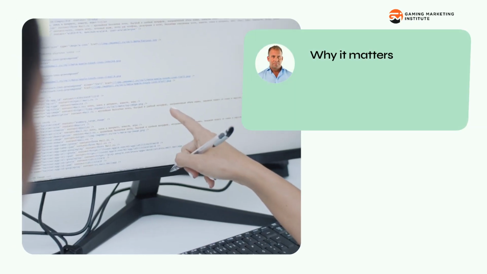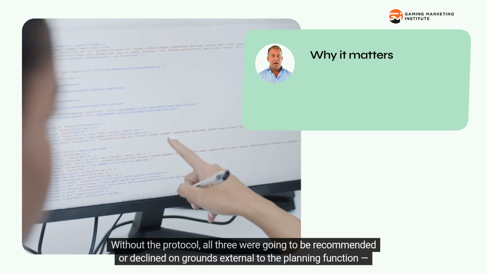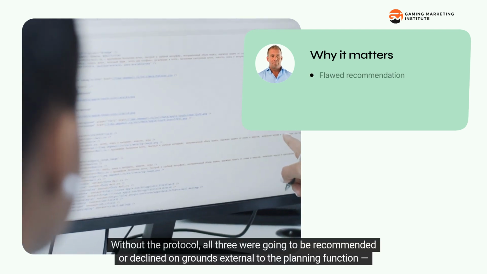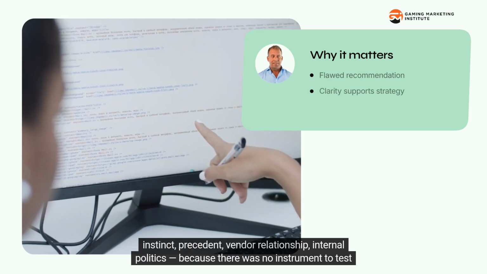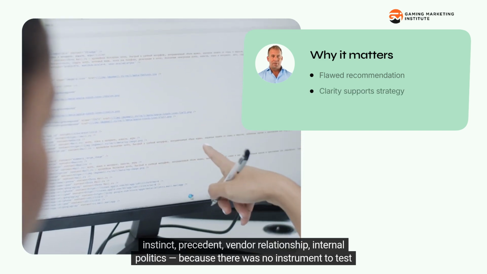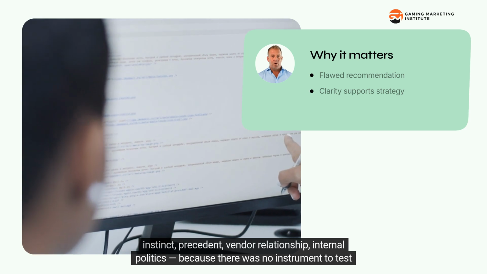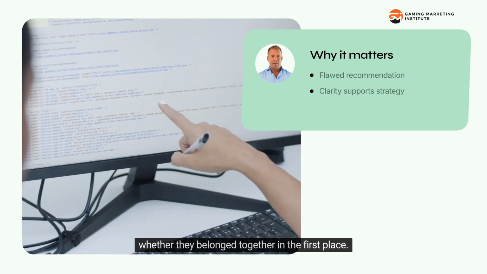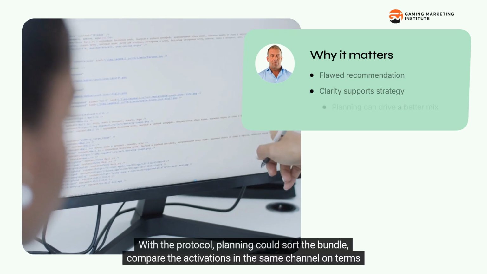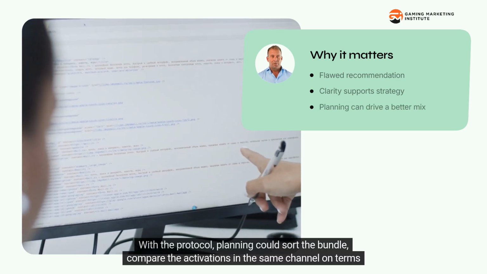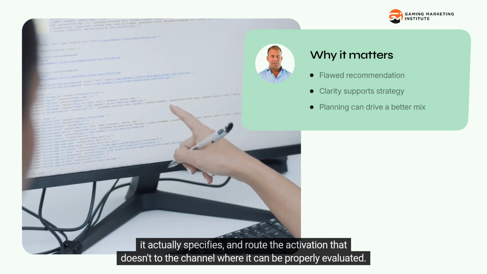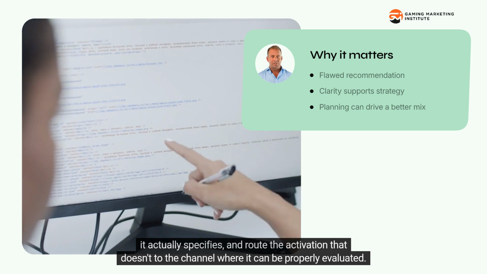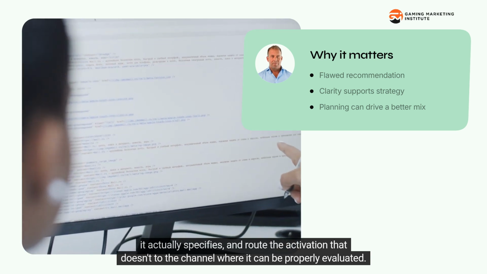Spot on. Without the protocol, all three were going to be recommended or declined on grounds external to the planning function. Instinct, precedent, vendor relationship, internal politics, because there was no instrument to test whether they belonged together in the first place. With the protocol, planning could sort the bundle, compare the activations in the same channel on terms it actually specifies, and route the activation that doesn't to the channel where it can be properly evaluated.